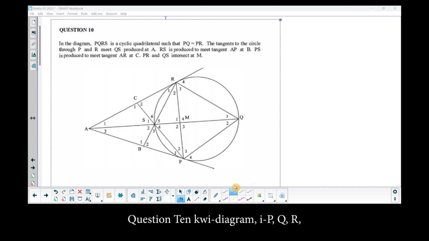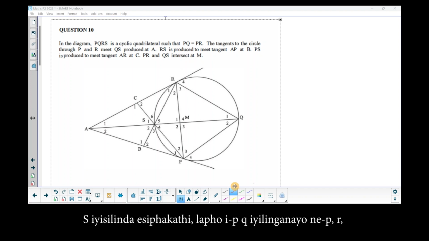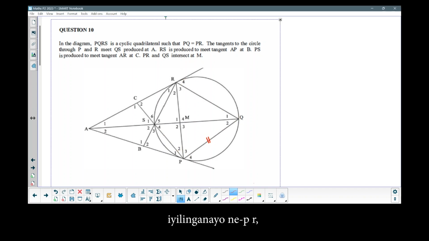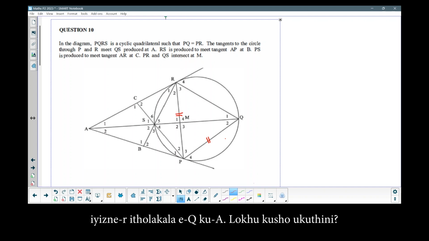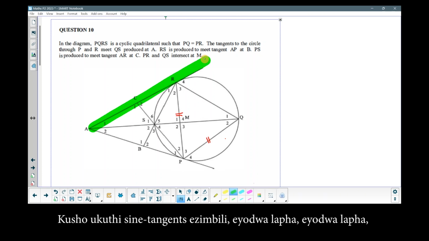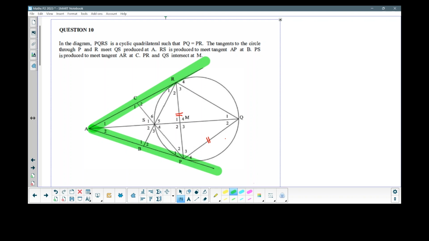Question 10. In the diagram, PQRS is a cyclic quadrilateral such that PQ is equal to PR. So PQRS is your cyclic quadrilateral, and then they say that PQ, which is here, is equal to PR. The tangents to the circle through P and R meet QS at A. So what does that mean? It means that we have two tangents, one here, and it meets QS at A.